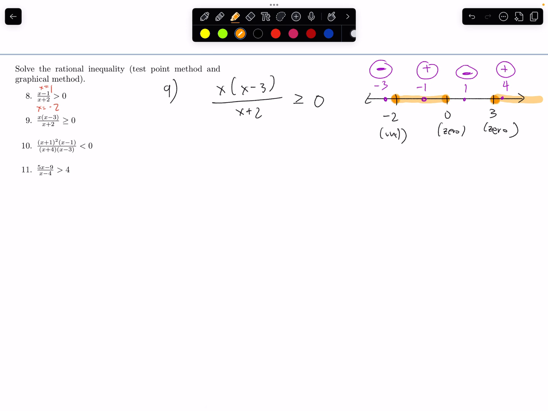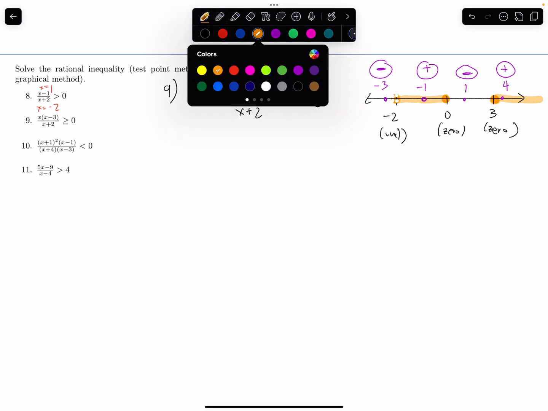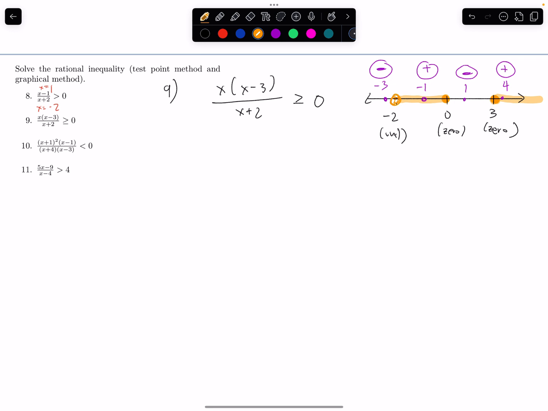Wait. I'm sorry. That's not totally true. Because this one over here, the negative 2, this one was undefined, right? So that one should not be included, sorry. Because the rational expression is not even defined there. So, okay, ready to answer.